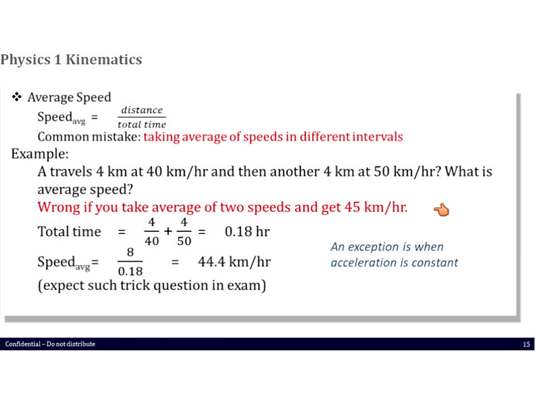There are exceptions when you can use that, when acceleration is constant, but don't fall for that. Just use this one method so that you don't make any mistake. Always make sure that you are not averaging the velocity or speed. Find total time, find total distance, and then calculate speed.